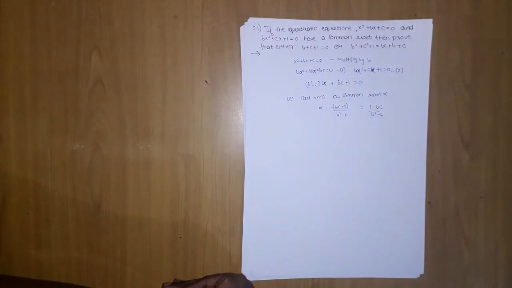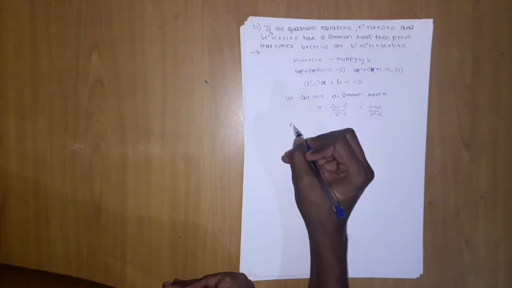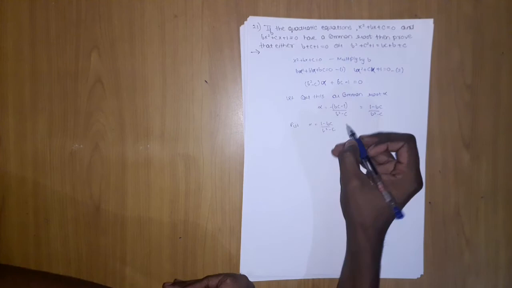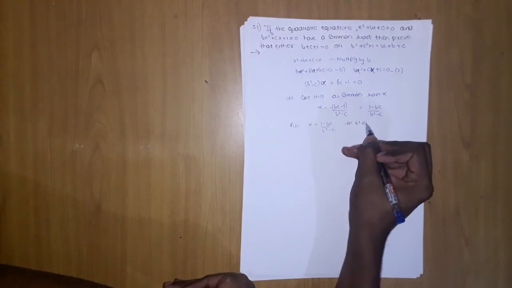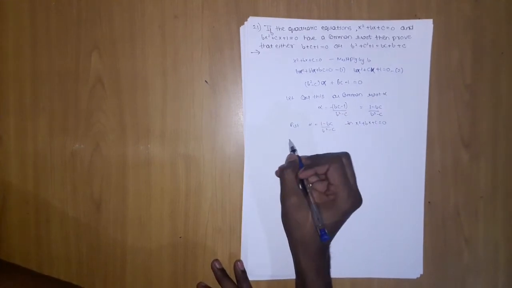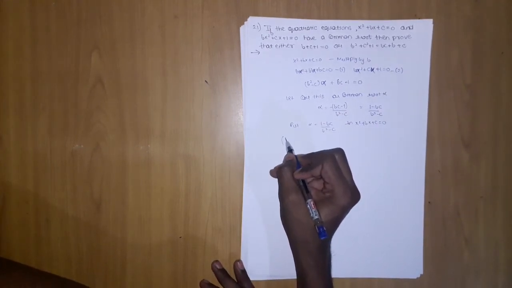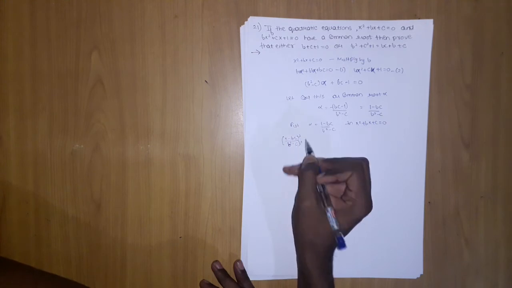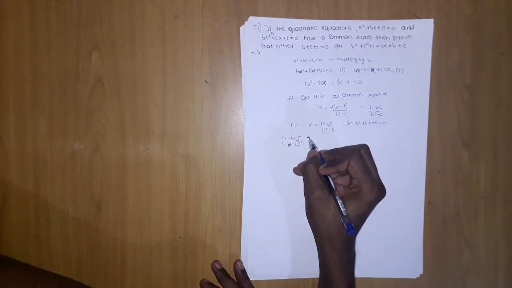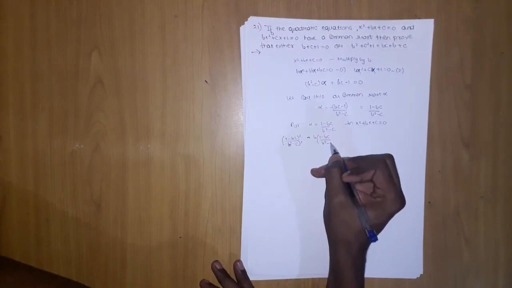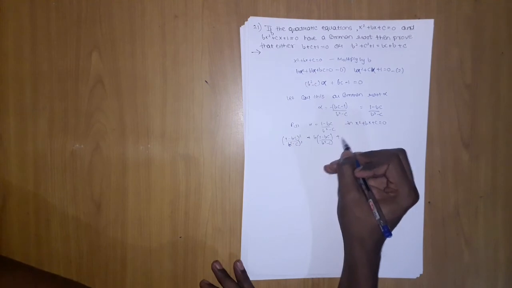We got alpha, so let's put alpha equals 1 minus bc upon b square minus c in x square plus bx plus c equal to 0. Okay, so what are we getting? (1 minus bc upon b square minus c) whole square, plus b into (1 minus bc upon b square minus c), plus c equal to 0.